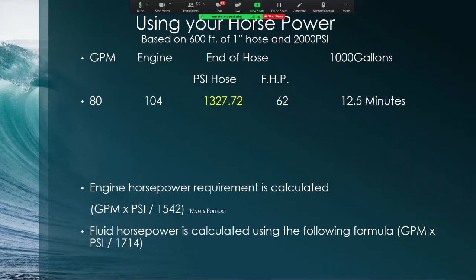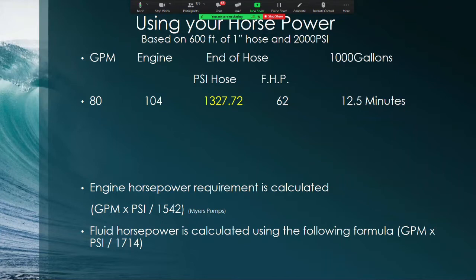As a side note, at the bottom of the slide, you'll notice I marked that the engine horsepower requirement is calculated. I give the formula, and I give credit to where the formula came from, a company called Myers Pumps. Myers has been around forever, and they're a real name in the industry. Fluid horsepower is calculated again the same as before, flow times pressure, divided by 1714. So back up to the chart, 80 gallons a minute, 104 horsepower required to get the 80 gallons a minute.